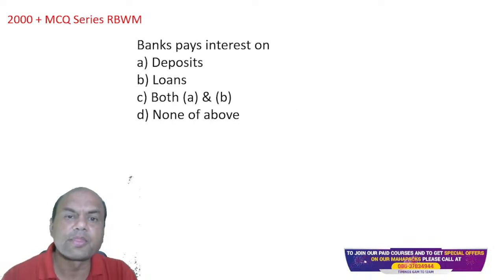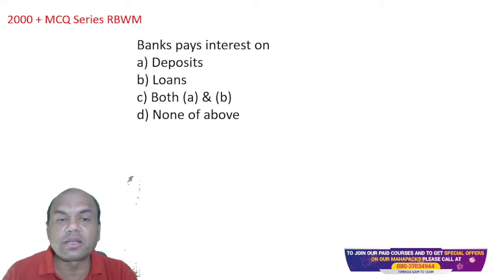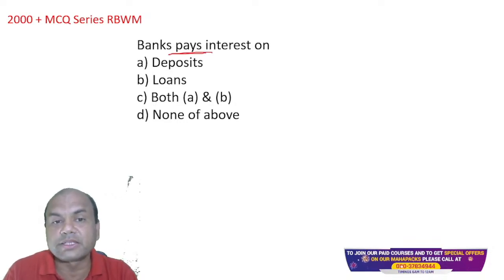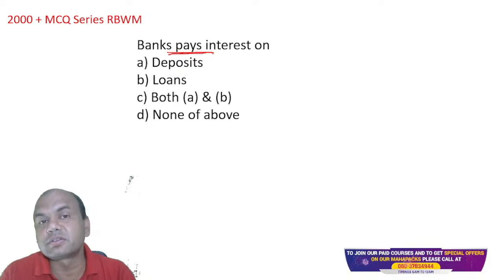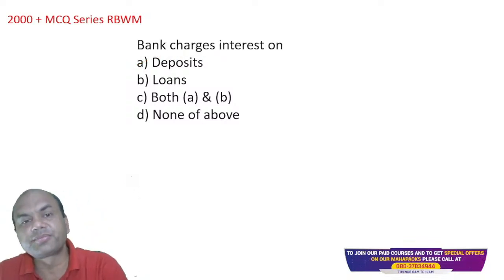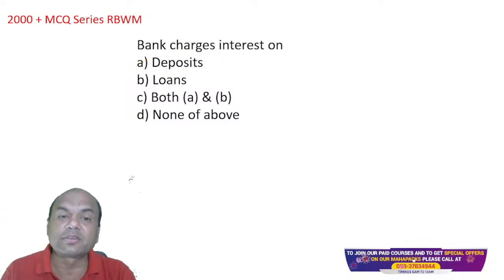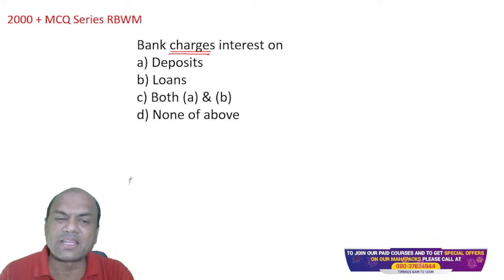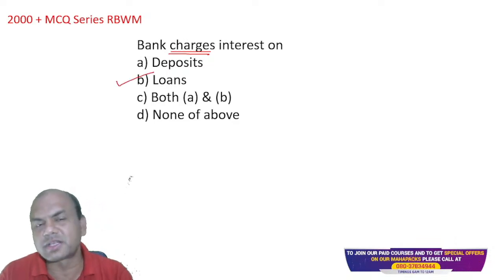Bank pays interest on deposits, loans, both A and B. So bank pays interest, remember, pays interest on what? Pays interest on deposits, remember, deposits, simple, isn't it? Next one, bank charges interest on deposits, loans, both A and B, none of the above. So loans, right? Just now I told you.